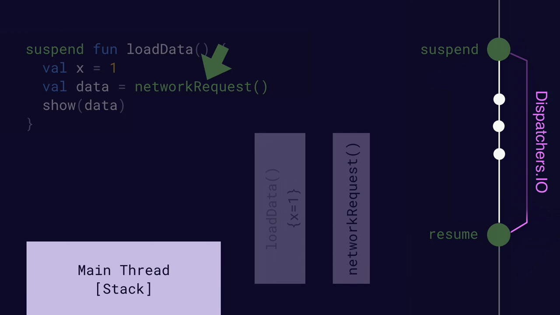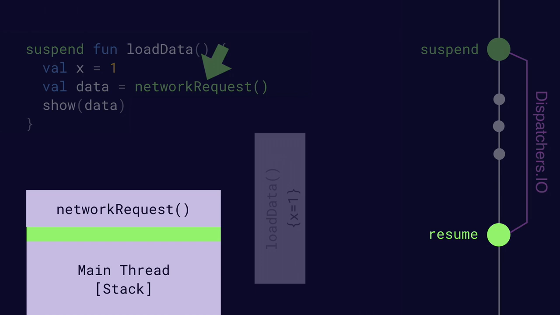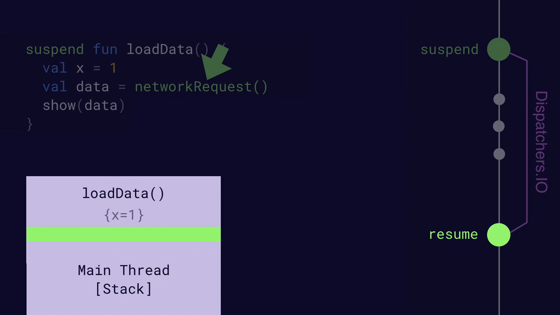And then when the network request is done, it's going to go ahead and start resuming these coroutines. So first it's going to take network request and move it back onto the call stack. All right, so it's just going to take what it suspended earlier, and it's going to move it back on. Then it's going to process it, maybe it's going to parse some JSON, and pass the result back to me. Then next, it's going to go ahead and resume load data. So now the stack frame comes back over. Note that local variable x is still set to 1, and data is available as well. So I can assign data and go ahead and show the result.